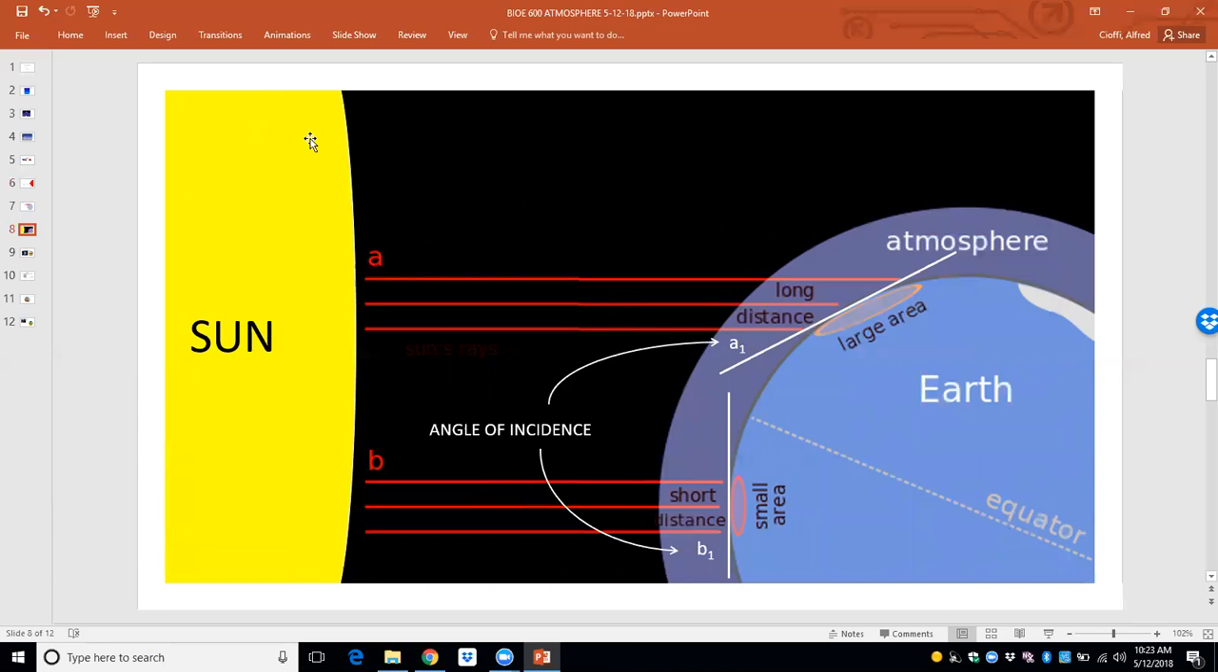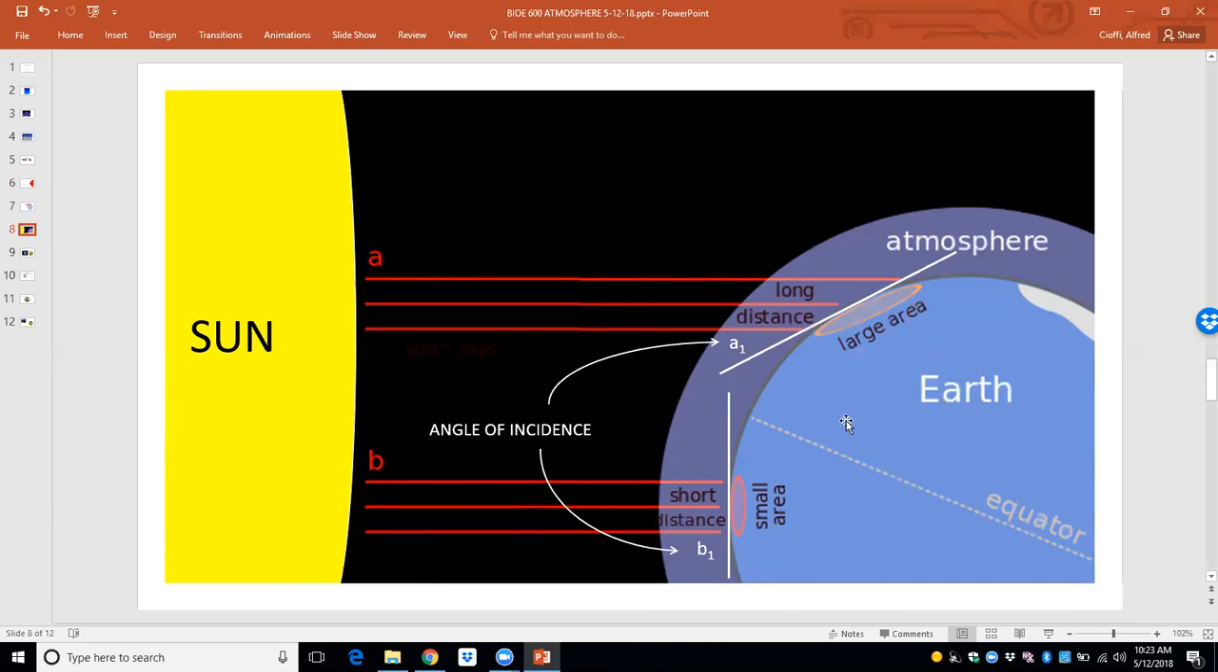Here's our sun. Because it is so much larger than the Earth, the surface where the sun rays are leaving toward the Earth is practically flat. It's for all purposes flat. So that's why we consider these rays essentially coming in as parallel to each other, all right?